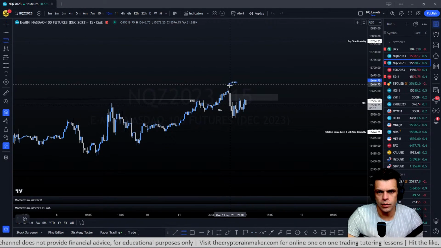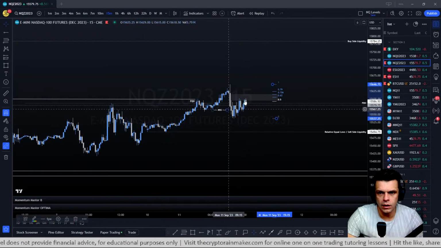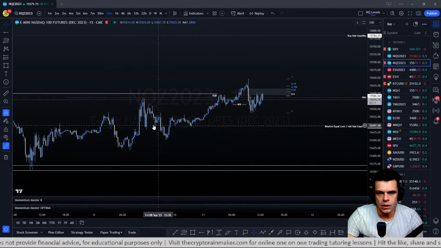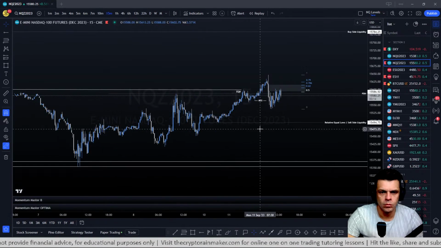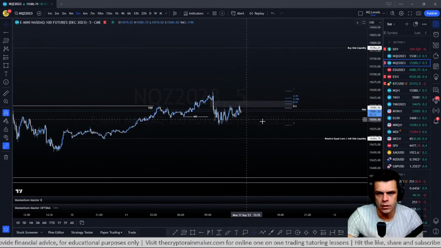And let's also get a fib from the high to the low. So it's already came into the premium area. Okay, so it looks like there's definitely a nice short building up. Go to the 5-minute.